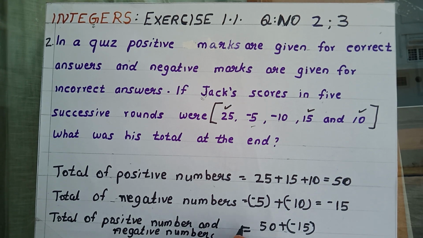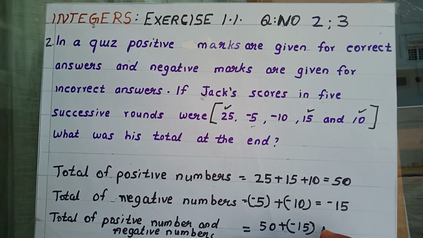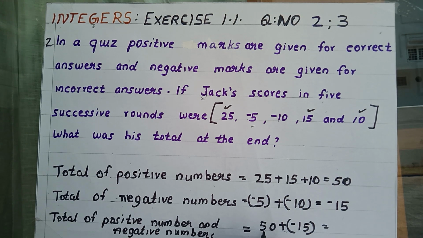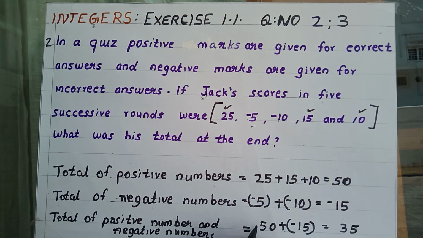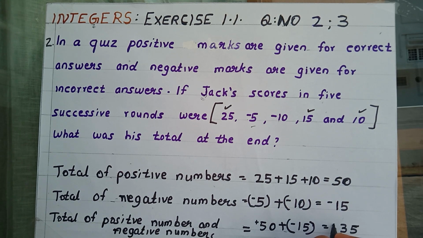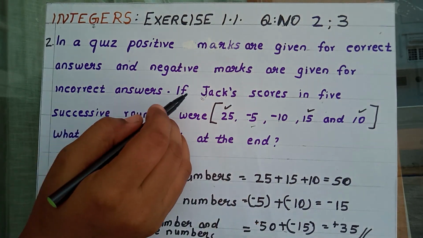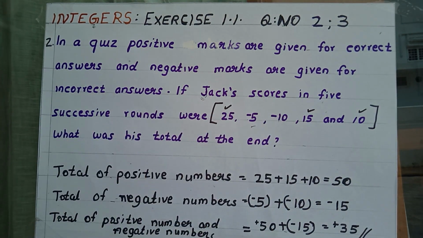Now what is the rule for adding these two integers? Both are different sign, so just subtract, then we will be getting 35. Then give the sign of the greatest number. Which is the greatest number here? 50, and 50 is having positive sign. So for the answer we should give positive sign. So positive 35 is the total of Jack's score.